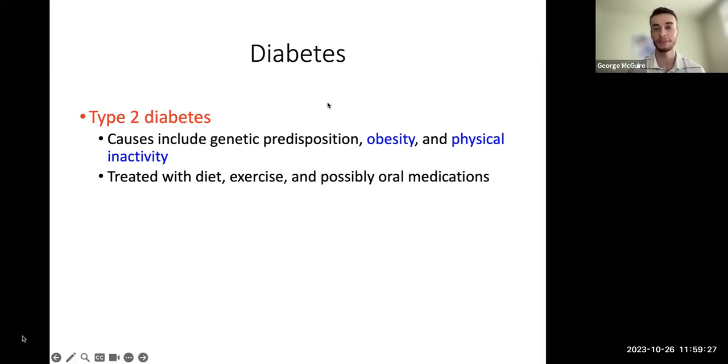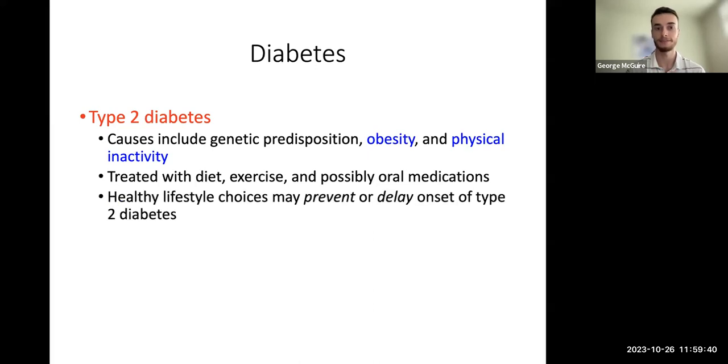And so treating type 2 diabetes is much more holistic. Right? So typically you'll try to tackle all of these things: changing diet, adding exercise, and even using oral medication to try to help with that insulin resistance.